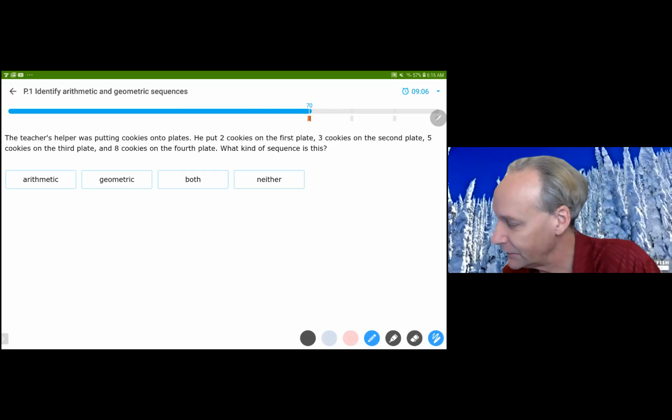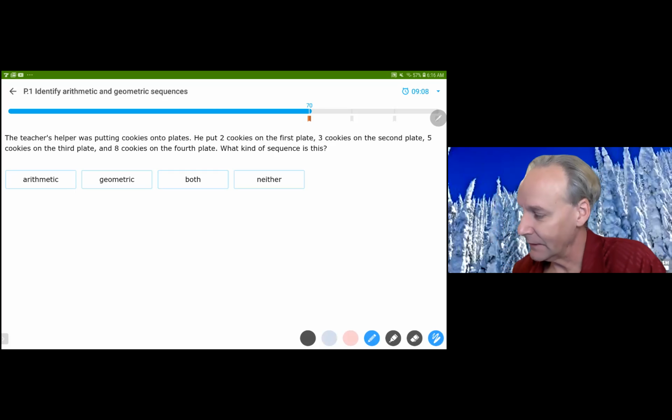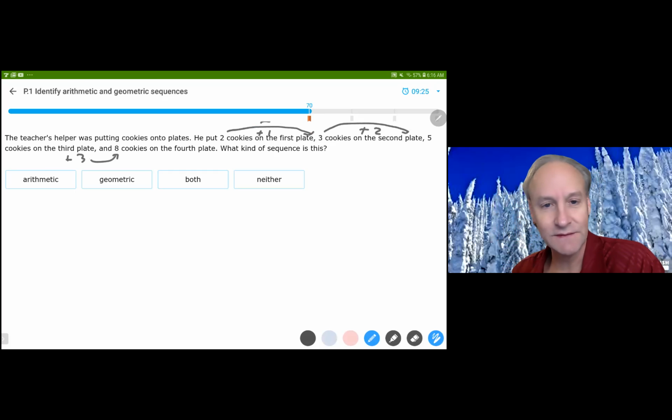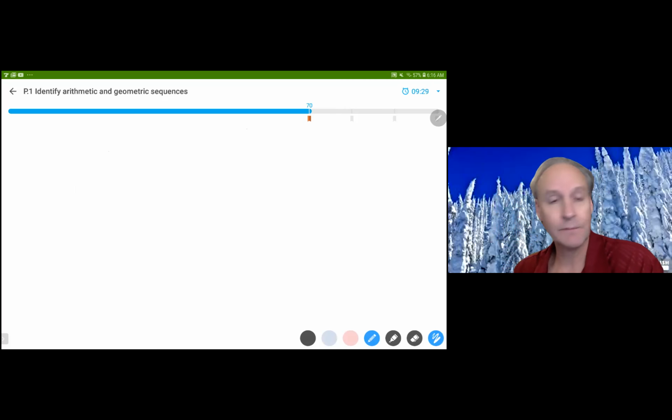Okay. 2 and 3 and 5. Going from 2 to 3 is an increase of 1. This is a nice easy one. Even little kids can figure this one out. And 3 to 5 is an increase of 2. And then we have an increase of 3. So even the little kids know that this is changing, isn't it? And that means that it could be neither.